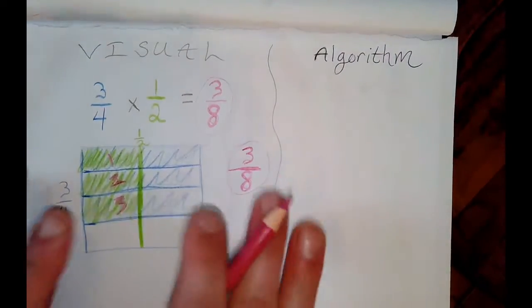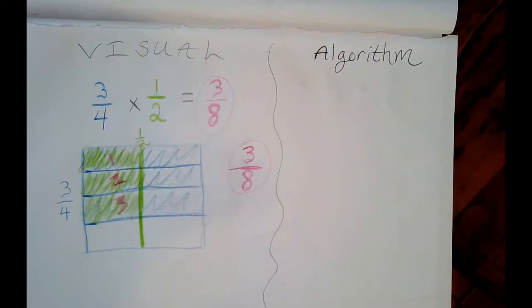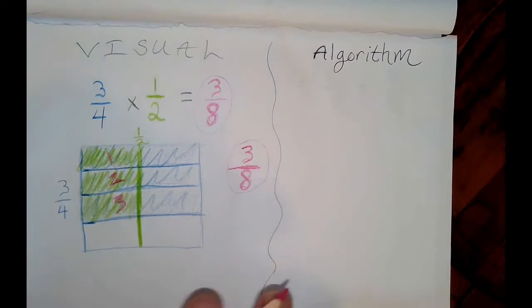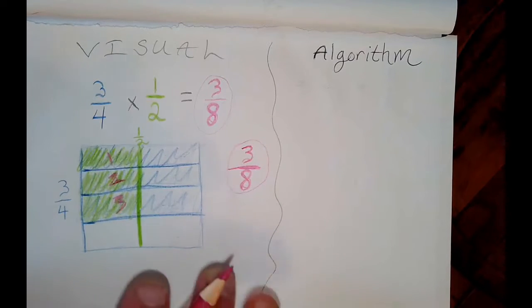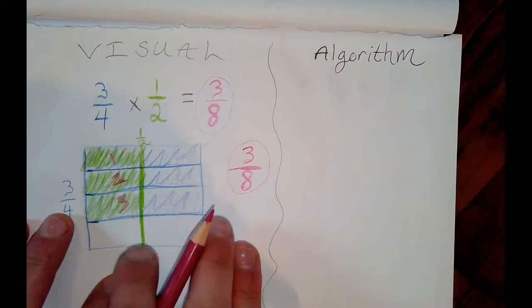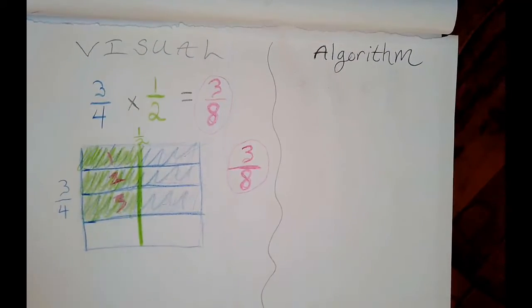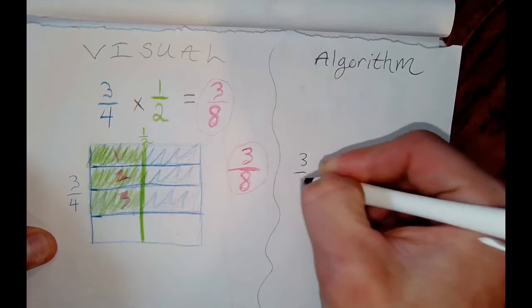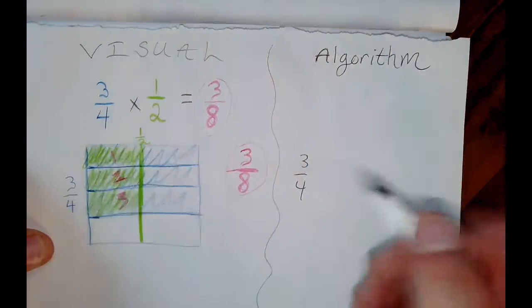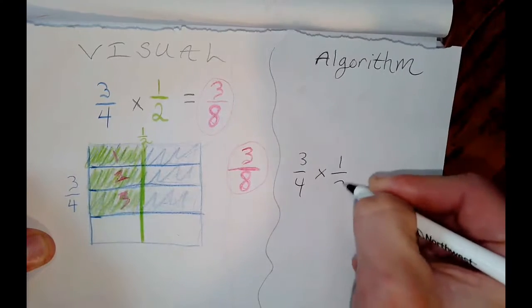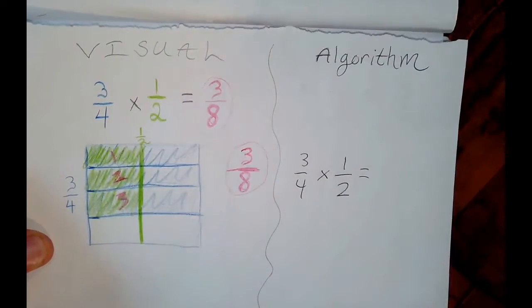I want you to see the visual model so you understand what you're doing. And you will today have to use a visual model for your work. But in the long term, we won't use this visual model. We will do a shorter way. We'll do this algorithm. And let's do that now. I had 3/4. You can see it right there. Times 1/2. Right here. Equals 3/8.